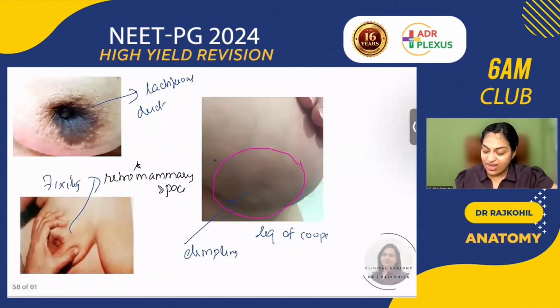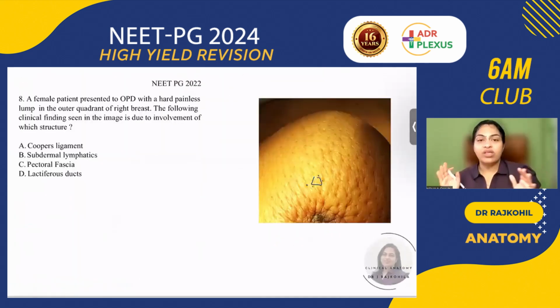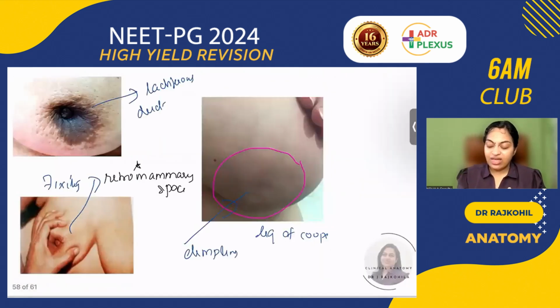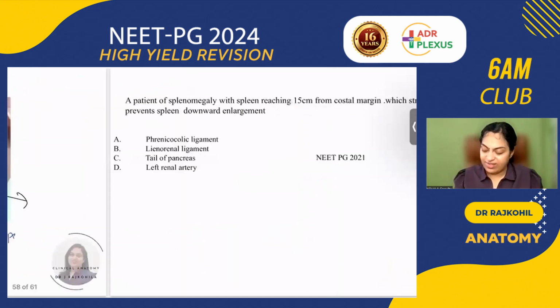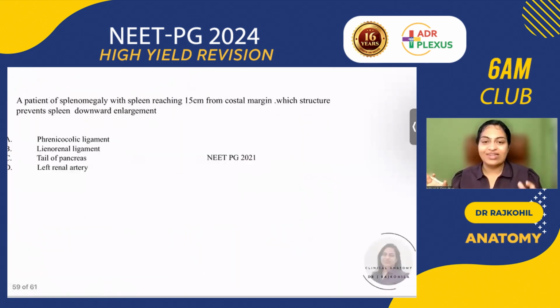So we'll just see it again. This peau d'orange appearance is due to infiltration into subdermal subcutaneous lymphatics. Retraction of nipple is due to infiltration into the lactiferous duct, and puckering or dimpling of the skin is due to infiltration into the ligaments of Cooper. Fixity of the breast tissue is due to infiltration into the retromammary space. This one, I think this is the last slide.